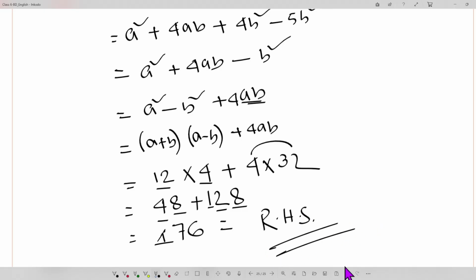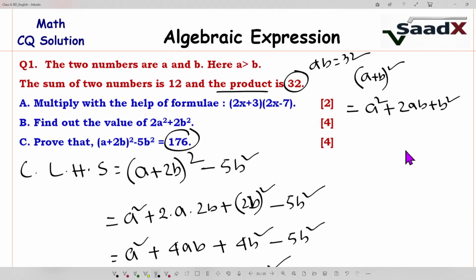Very careful. Very interesting math. So I hope you understand this one.